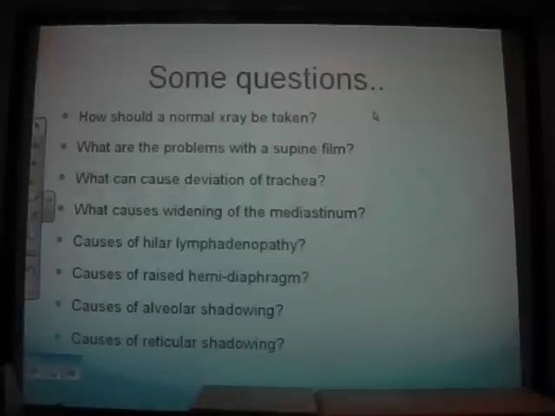Okay. Alveolar shadowing. Somebody said something about heart failure. What else? Pulmonary edema. Yeah. Well, pulmonary edema, heart failure. What else? You get it in pneumonia as well. Okay. Cause of reticular shadowing. Fibrosis. Okay. There's lots of different types of fibrosis. So what else can cause fibrosis? Yeah. What can cause interstitial lung disease? What other things can cause it?